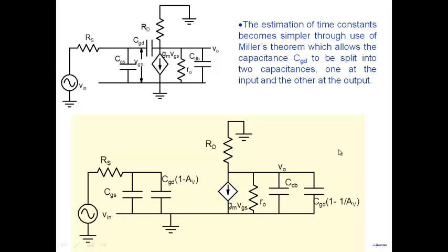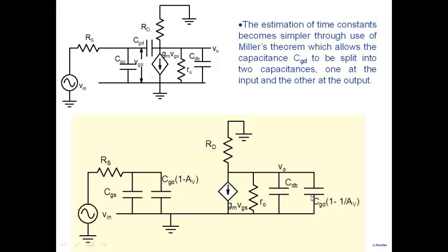And this is what we'll do here. So we'll take CGD, we'll bring CGD here, 1 minus AV, and another part of CGD goes 1 minus 1 by AV here. And we have the drain to body capacitance as usual here, CGS is here. Okay. And RS of course is here. So now things simplify. The two capacitors now are in parallel, so you simply add them up.